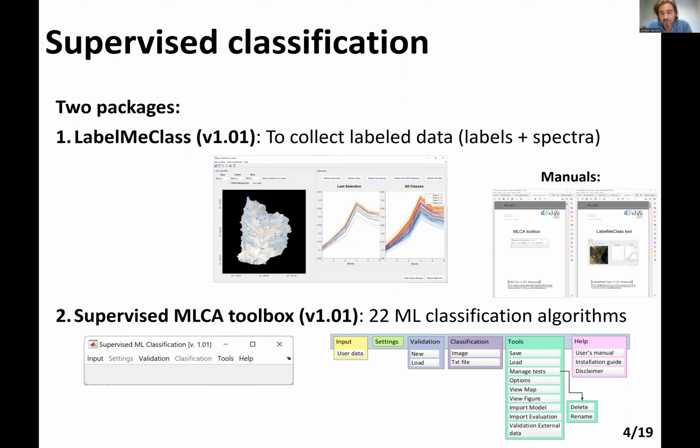It can either come from what you have collected in the field with the GPS, or you can manually collect it, for instance, with this LabelMeClass tool. And once you have your data collected, that is then used as input for the classification toolbox itself. We call it the machine learning classification algorithms toolbox. And why algorithms? Because I believe we are most state-of-the-art. We collected over 22 different machine learning algorithms. And within the toolbox, it's very user-friendly. You can just select all of them or whatever you like, and it will then evaluate them one by one.